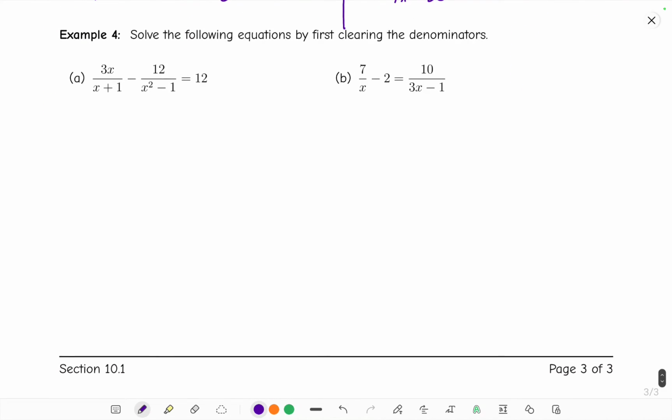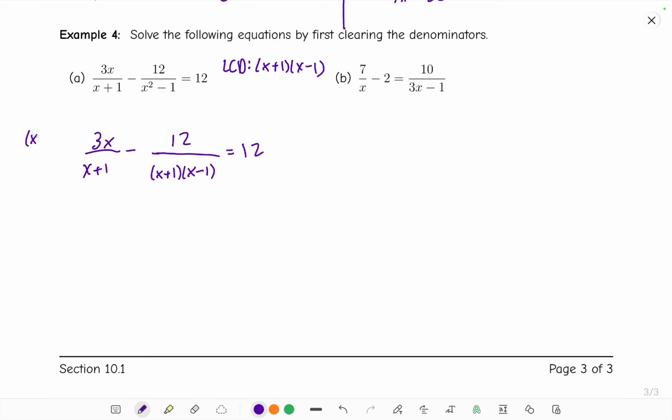Example 4. Solve the following equations, first by clearing the denominators. Okay, so for A, we have 3x over x plus 1 minus 12 over x squared minus 1 equals 12. The first thing I'm going to do is factor that x squared minus 1 because it's a difference of squares. So x plus 1, x minus 1 equals 12. So then the LCD is not x plus 1 times x squared minus 1, but just x plus 1 times x minus 1. So I multiply everything by that.